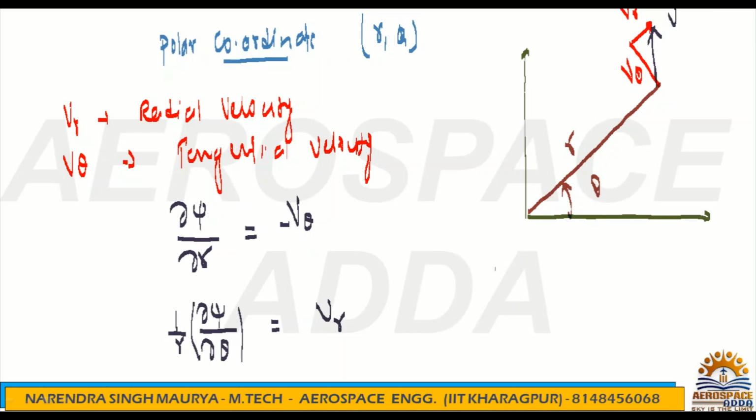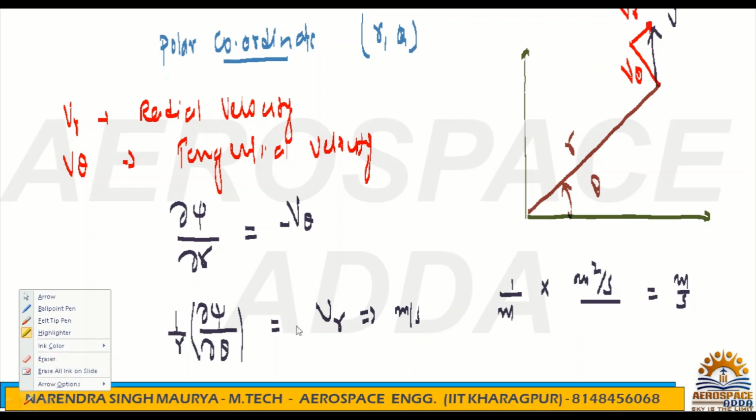This is called the dimensional point of view. You can cross-check whether this formula is correct or not. So 1 by r, where r is the radial distance in meters, and the stream function is in meter square per second, and theta is unitless, we do not have any unit for theta. So what will be the value here? 1 upon meter into meter square per second, which is meter per second. And check, vr is also meter per second. Once you multiply by 1 by r, then only your formula will be correct.